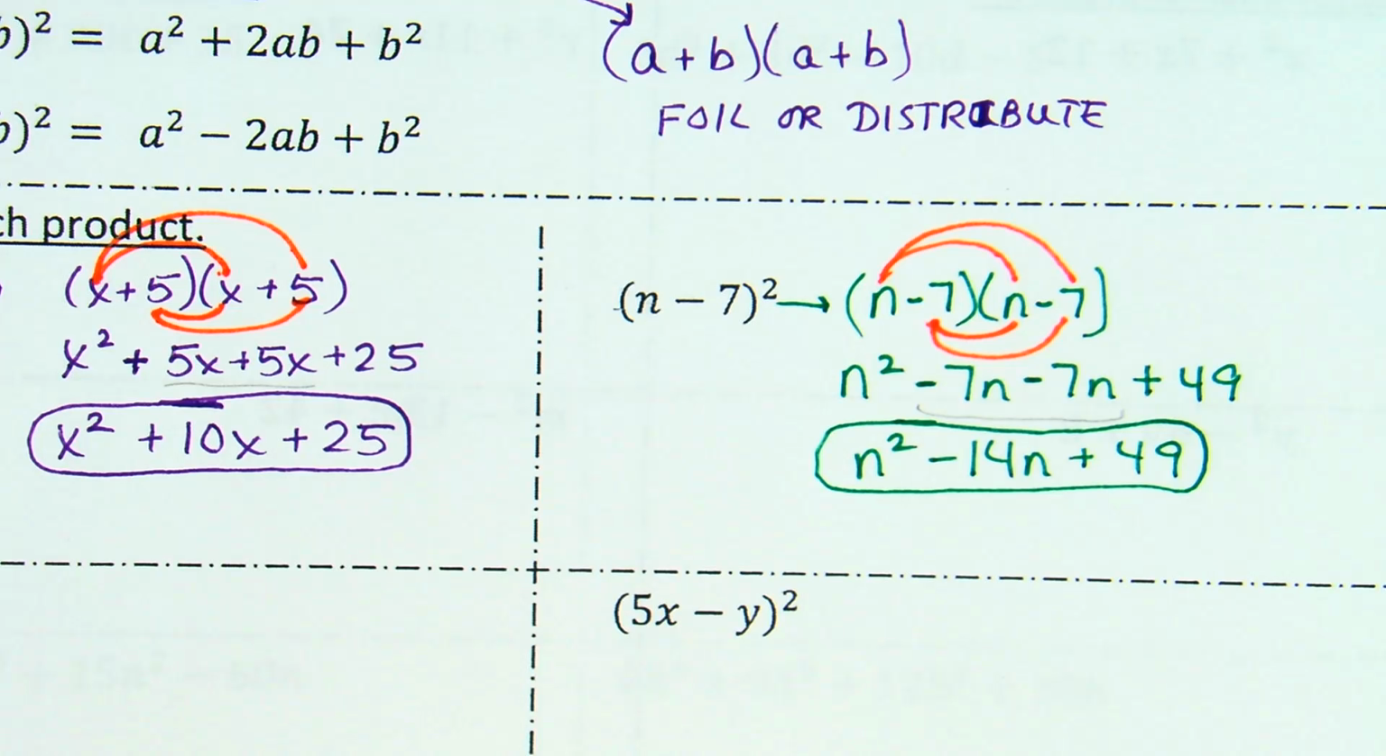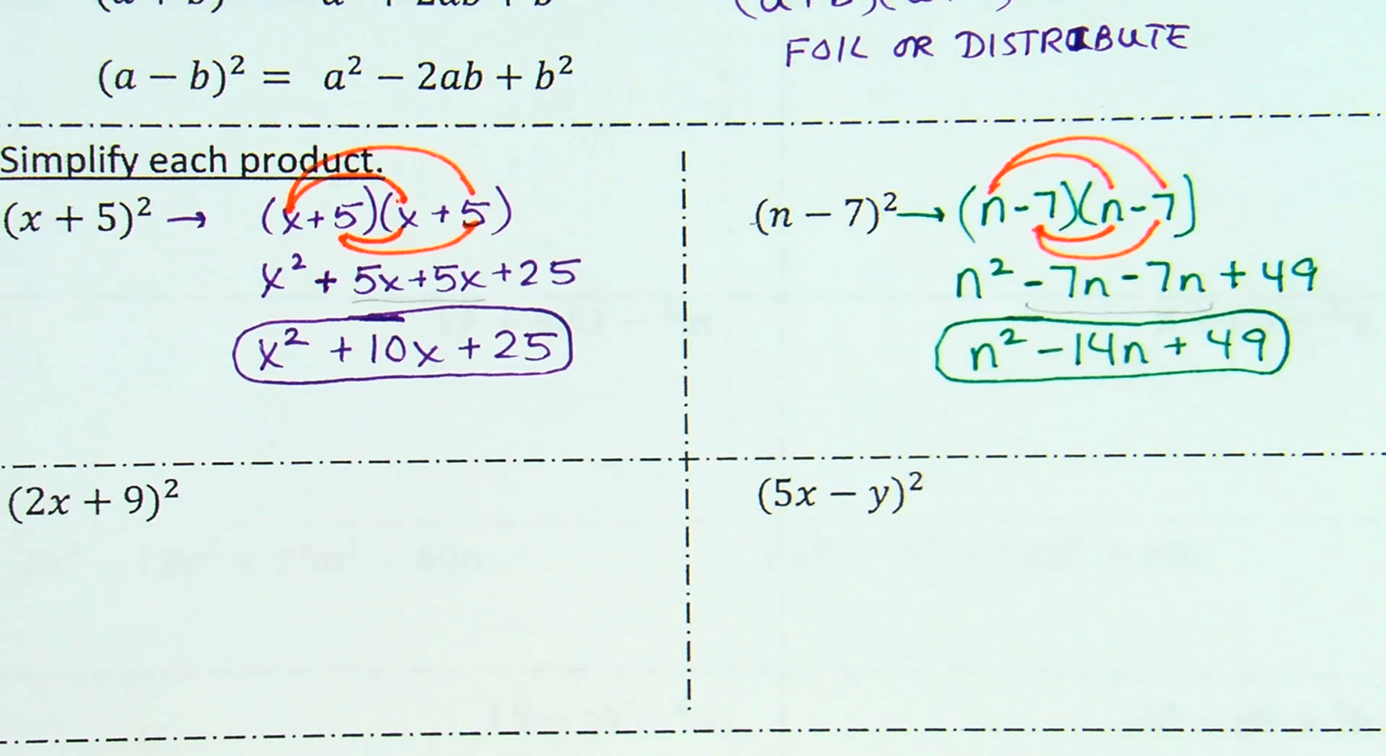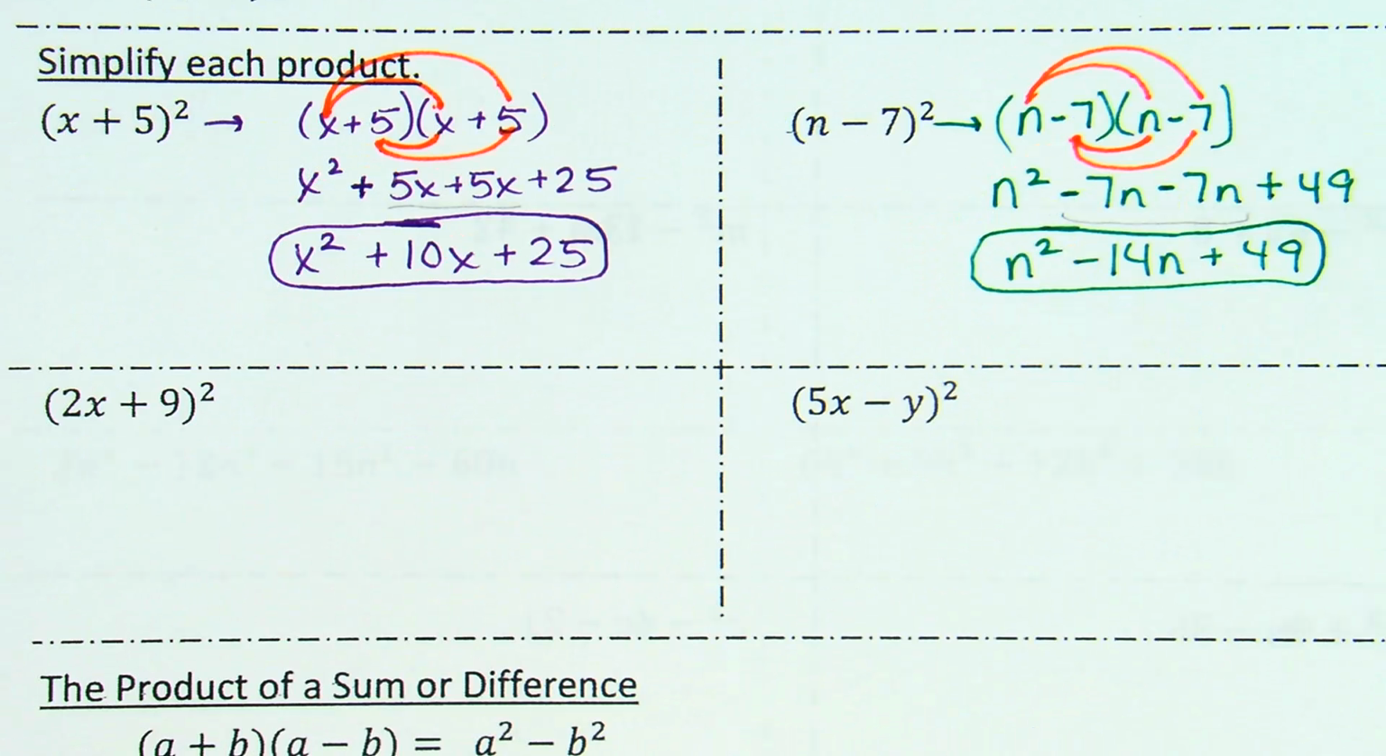Let's go ahead and do one more from this section. And then we're going to jump down to the bottom section and at most, maybe 2 problems from the bottom. So 2x plus 9 squared means I'm going to do what? 2x plus 9.